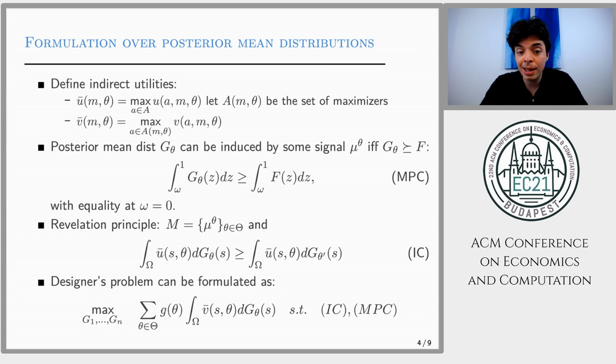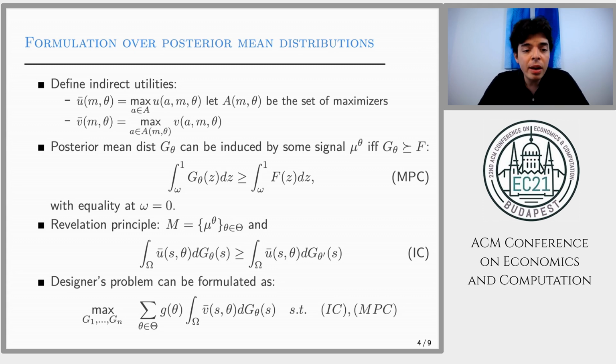Third, the revelation principle applies, and it suffices to restrict attention to menus that contain a single signal for each type, mu theta for type theta, that satisfies an incentive compatibility constraint, which says that type theta has incentive to pick signal mu theta over any other signal in this menu. This incentive compatibility constraint is stated in the third bullet point. It can be expressed in terms of my indirect utilities and the posterior mean g theta associated with type theta's signal mu theta.